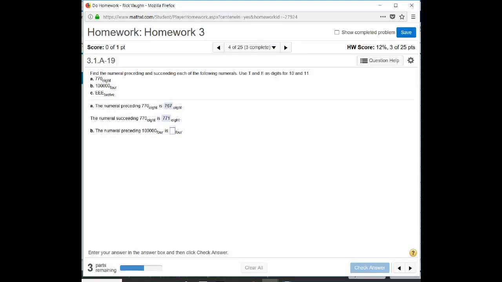All right, let's try 1000 in base 4. So for the one that's before that, I need to take 1 away from this 0. I can't take 1 away from 0, so I have to borrow. I don't have anything to borrow.